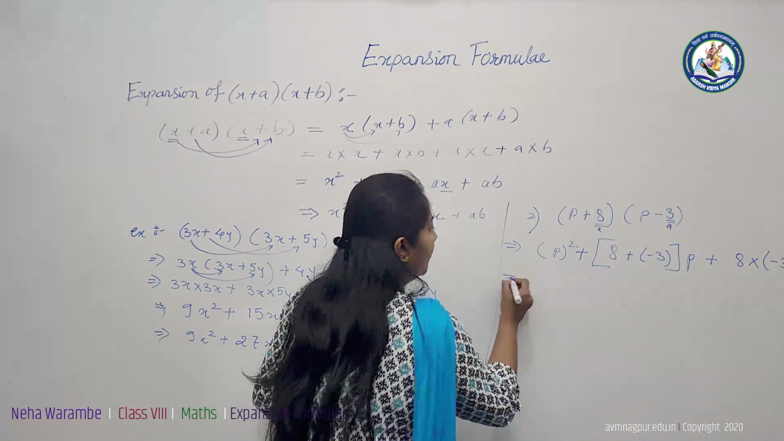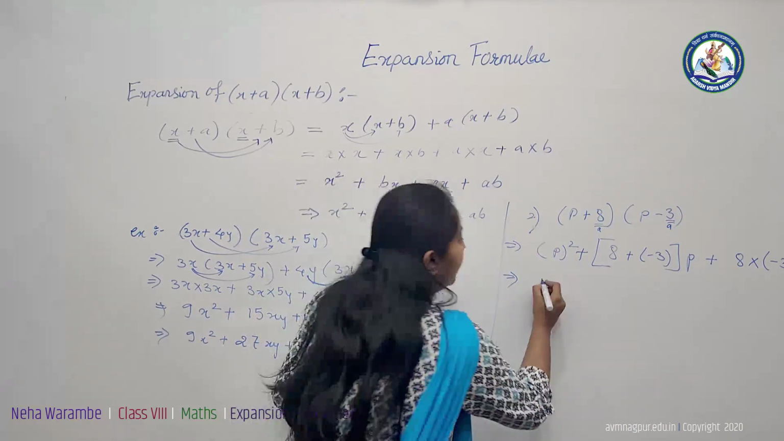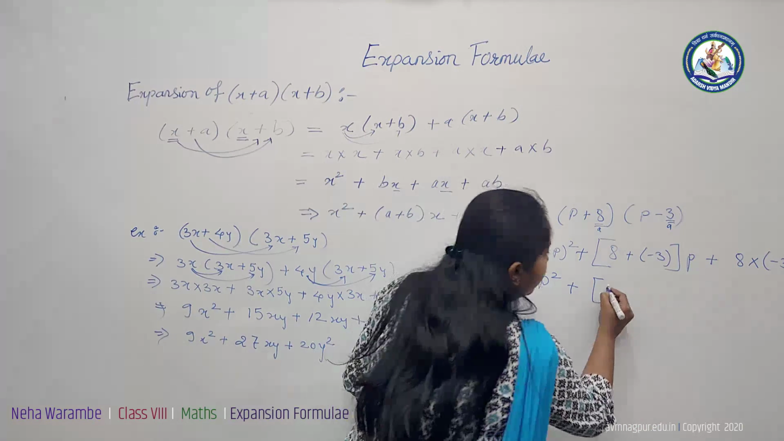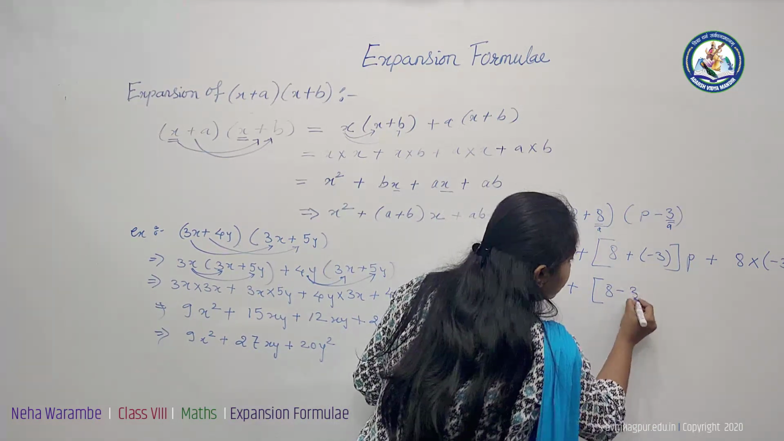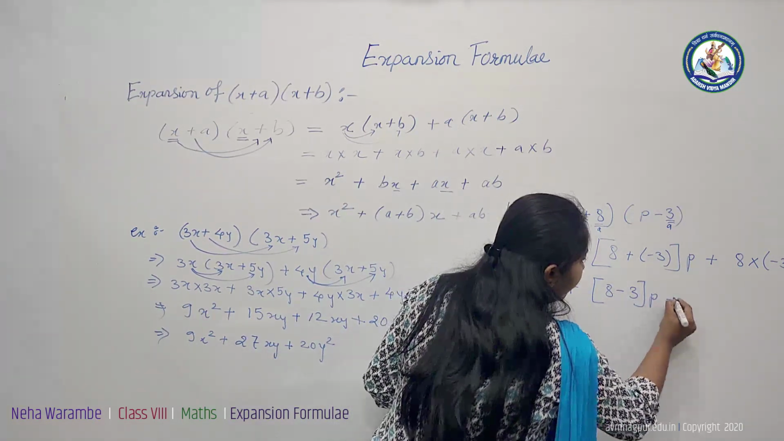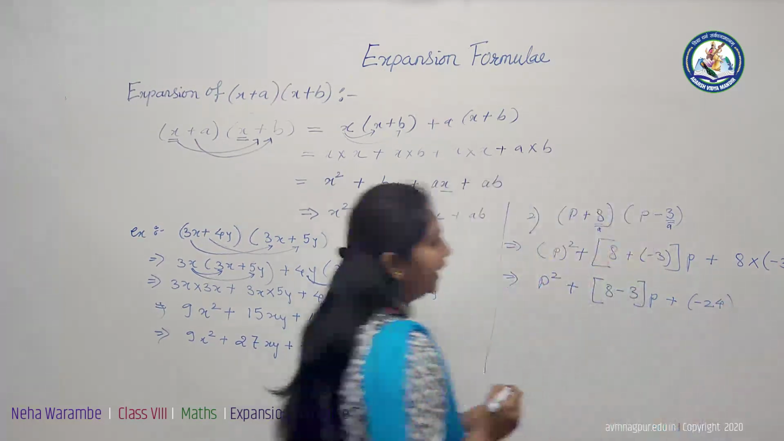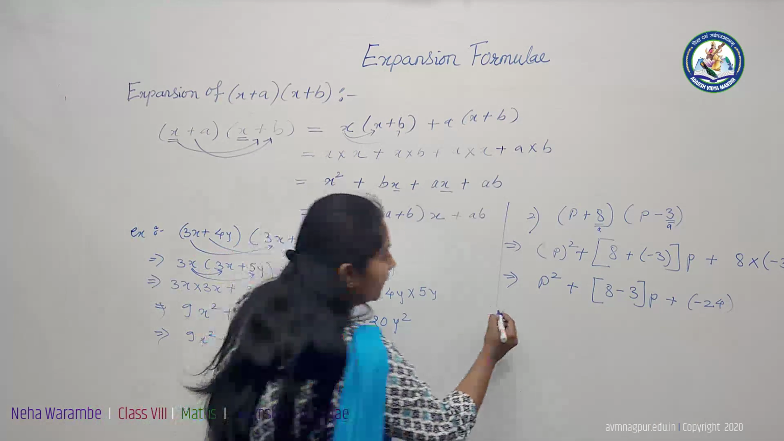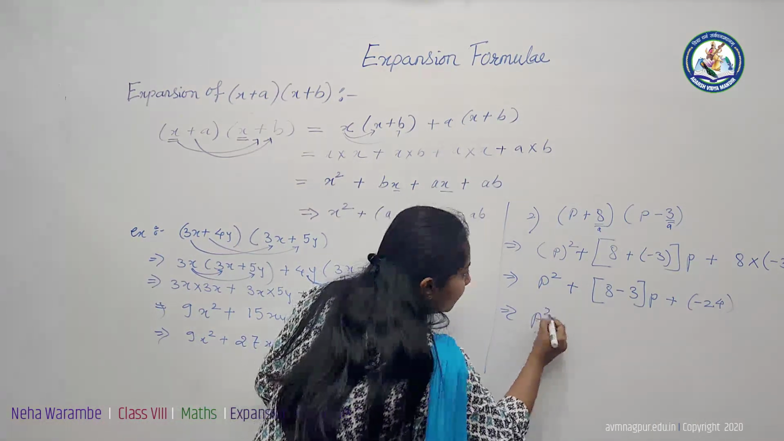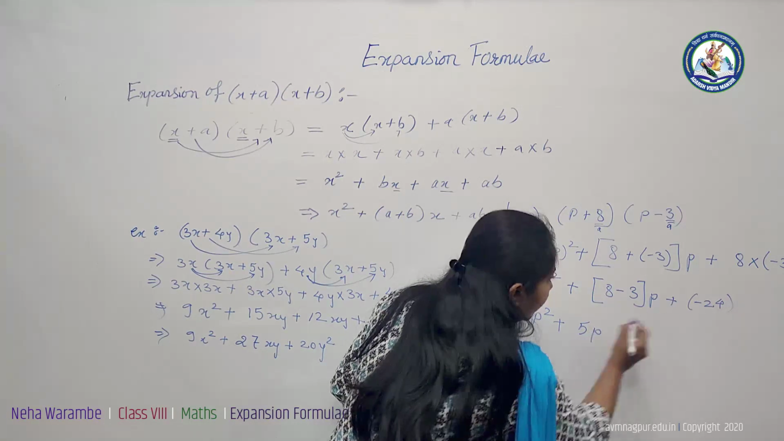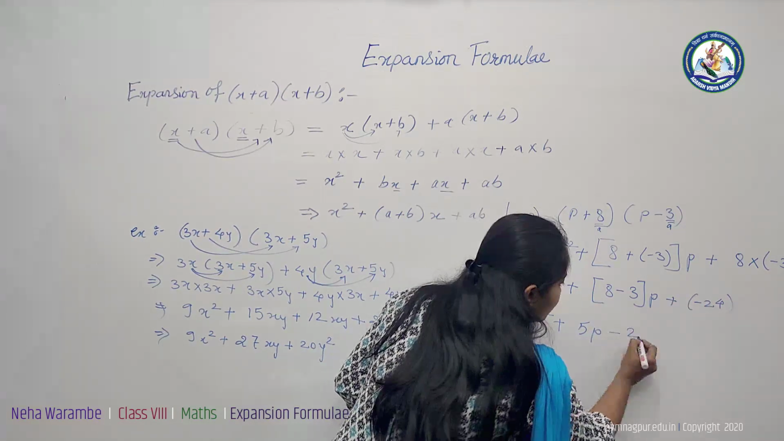Now see, the square of p is p², plus 8 as it is, plus into minus is minus 3, into p, plus 8 threes are 24. 8 into −3 is −24. This implies p² plus, as it is, 8 − 3 is 5p, plus into minus is minus 24.